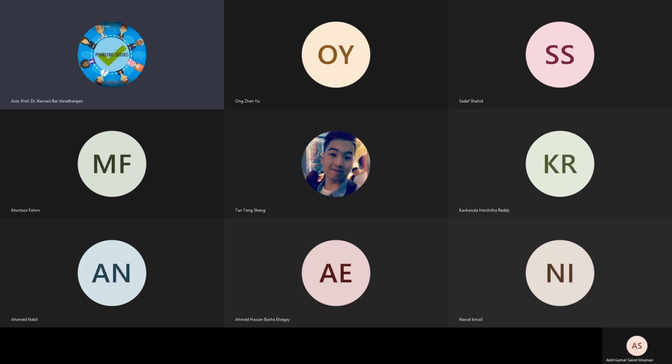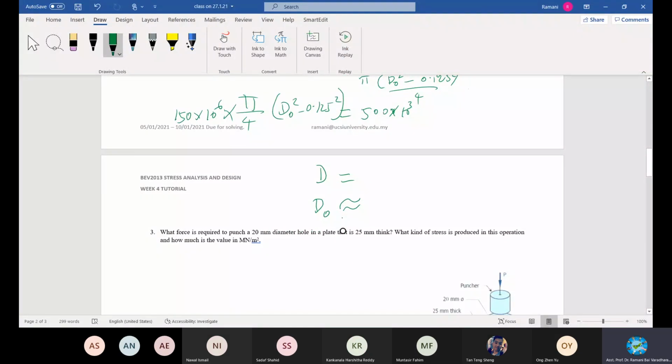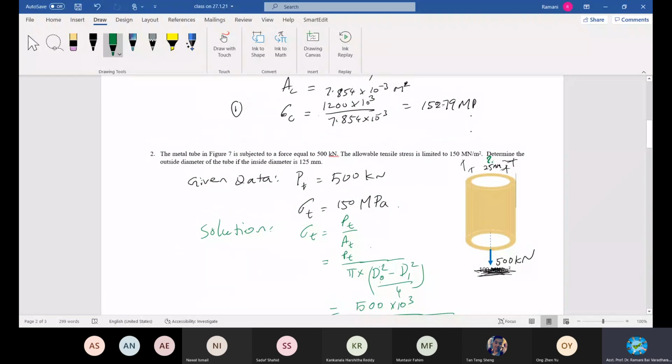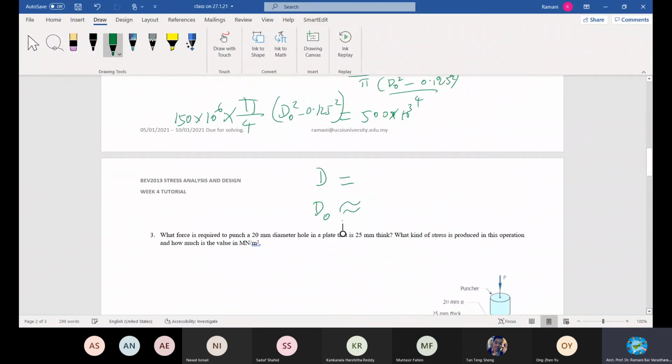Okay, are you getting this answer? Second answer, D. Outer diameter should be higher than 125 that you got already. I don't know. My values are running here and there. How much is the answer now?